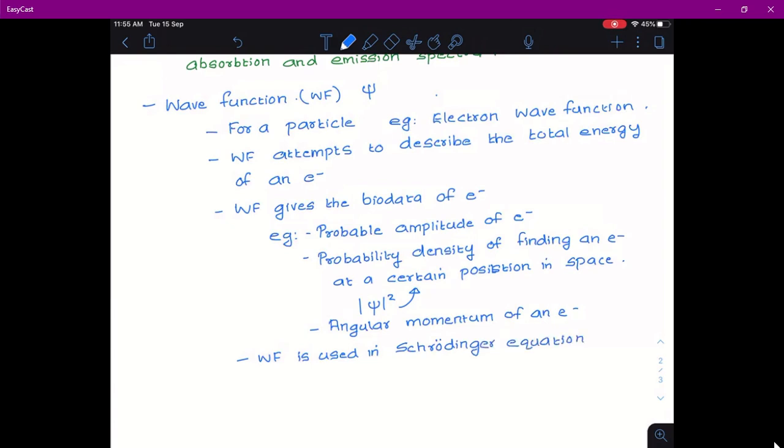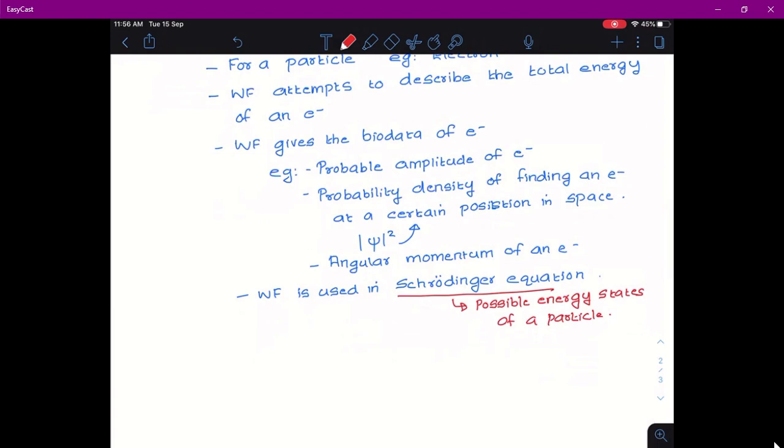I am not going into details of the Schrodinger equation and how to solve it. Basically, the Schrodinger equation gives you the possible energy states of a particle using its wave function. So, solving the Schrodinger equation gives you the possible energy states of a particle, and the equation uses the wave function to give you the details. An example wave function is something like this.